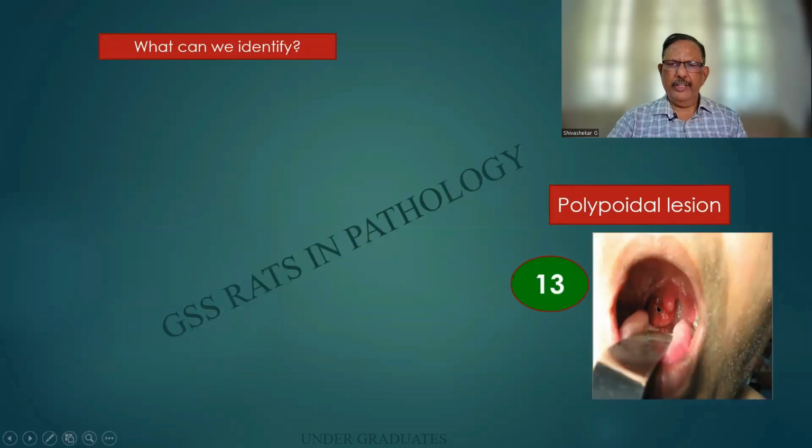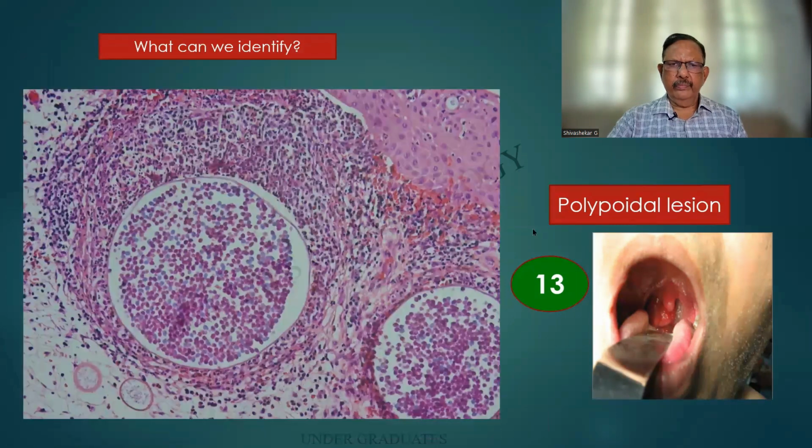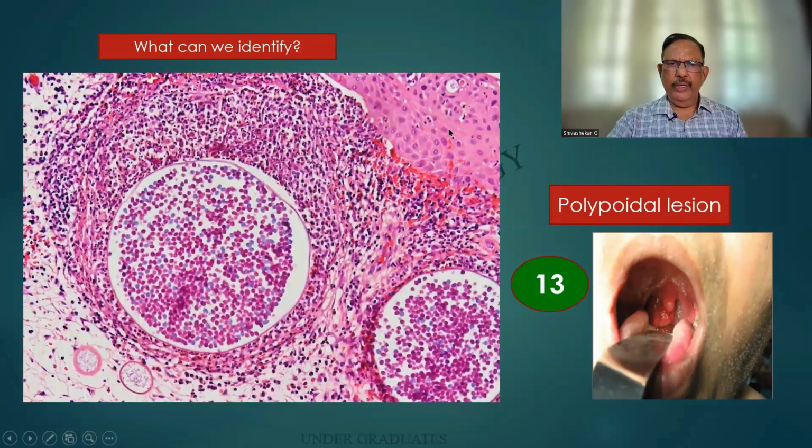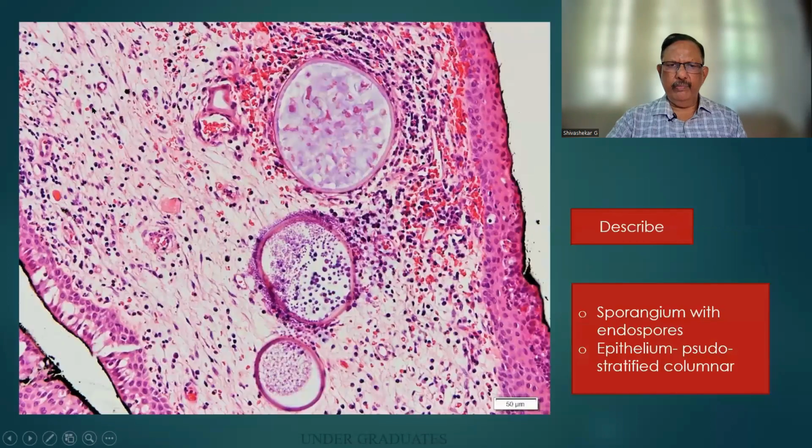Again, a polypoidal lesion, but in this case, it is from the laryngopharyngeal region. There is an epithelium over here, the stratified squamous in this case, and I am finding large, well circumscribed areas. This is being supported by the connective tissue and lot of small dots are seen. They are the inflammatory cells.